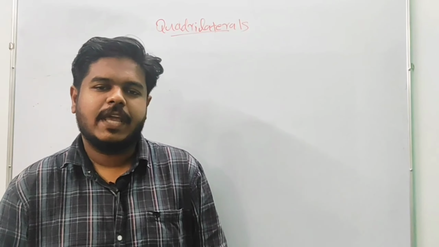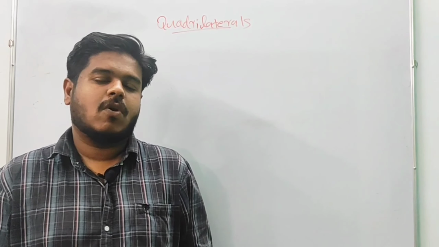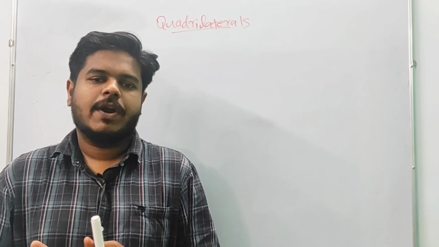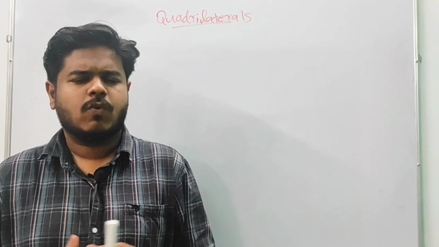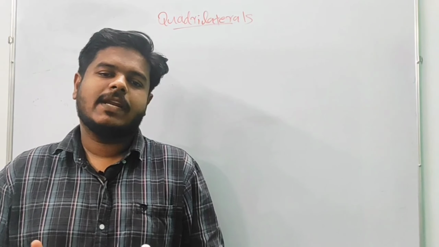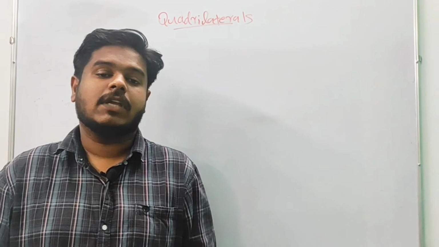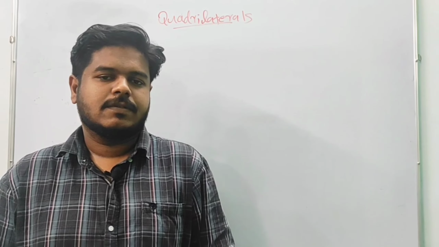Hi, today we are studying about quadrilaterals. So what is a quadrilateral? A quadrilateral is a polygon. So what is a polygon? A polygon is a closed figure having three or more sides.